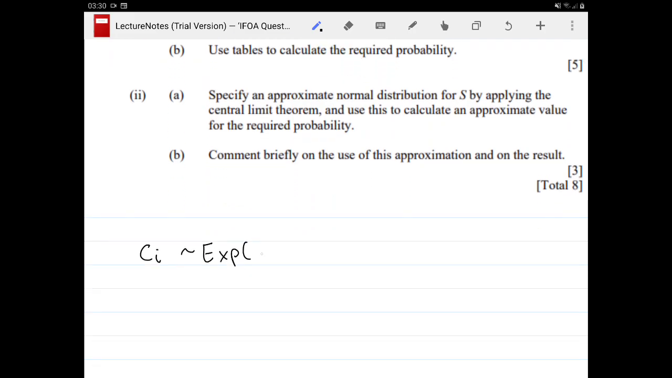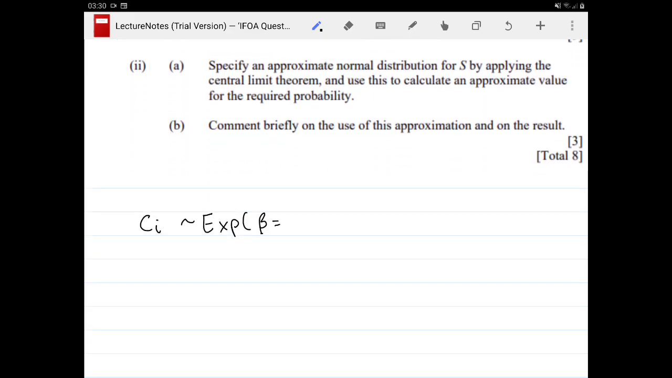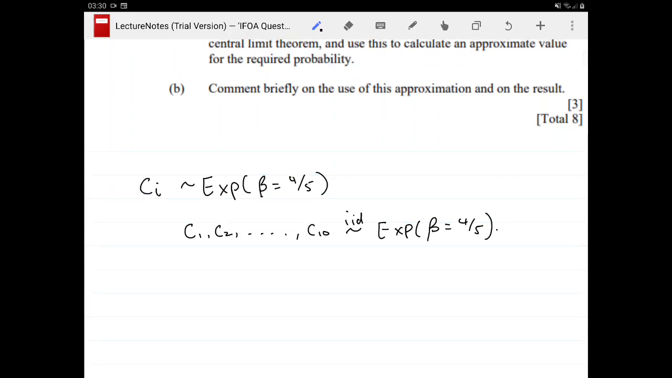So Ci is an exponential where beta is equal to 1 over lambda, and lambda is 1.25, which is 5 over 4, so beta is the inverse of that, which is 4/5, or 0.8. These are individual claim amounts, and C1, C2, all the way through to C10 are all independent, and they all have the same distribution, an exponential with beta equals 0.8. That's the first bit of notation, and then we define S as the sum from i equals 1 to 10 of our Ci.